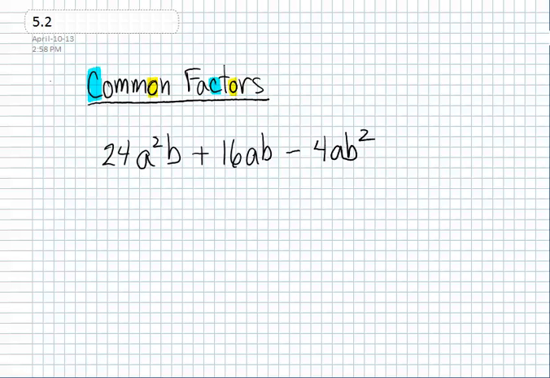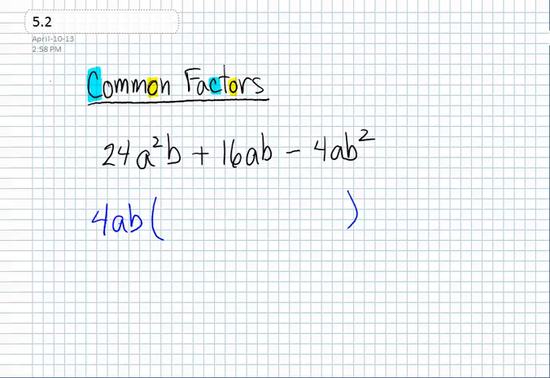And shortly has come about right now. Here is the common factor. That is 4ab. 4 is a common factor of 24, 16, and 4. And there's an a in every term and a b in every term. And that's all that's common.